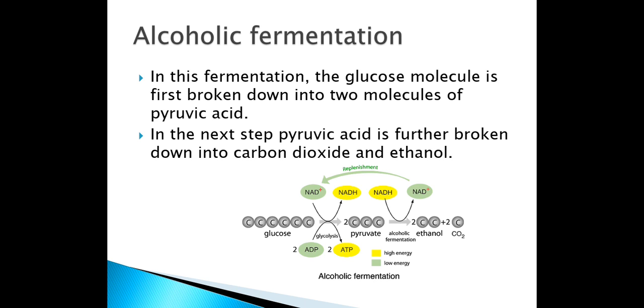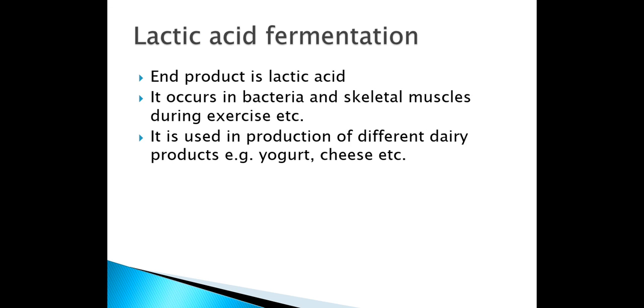Then in the second step, the pyruvate molecule is converted into ethanol, which is a 2 carbon compound, and carbon dioxide. Meanwhile in this process NADH also provides its hydrogen, and again it is converted into NAD. The hydrogen is received by ethanol. Okay, so the next type of fermentation is lactic acid fermentation.